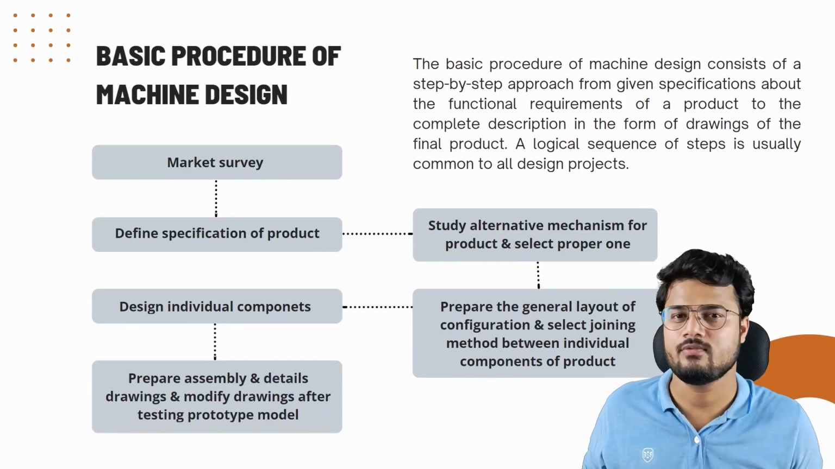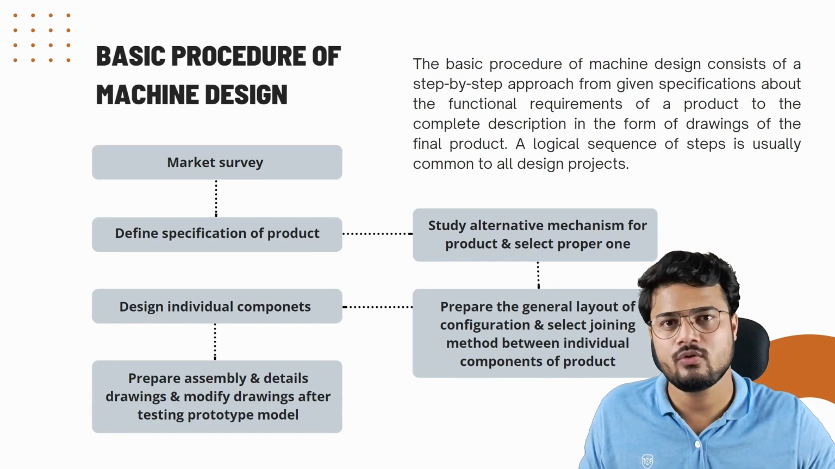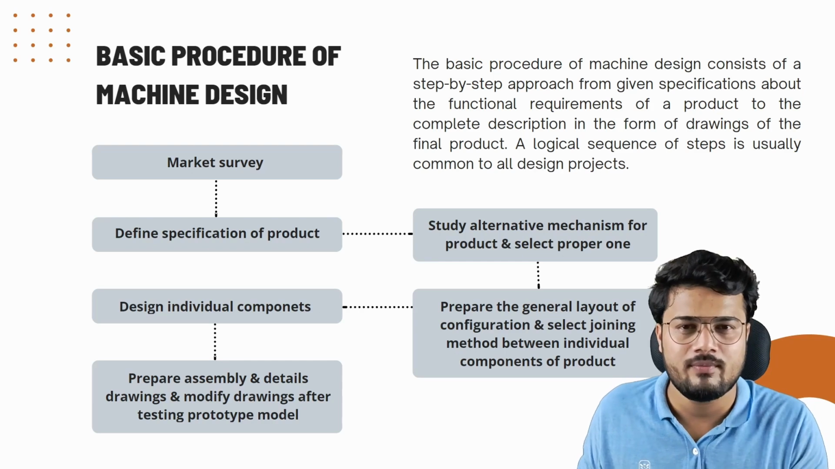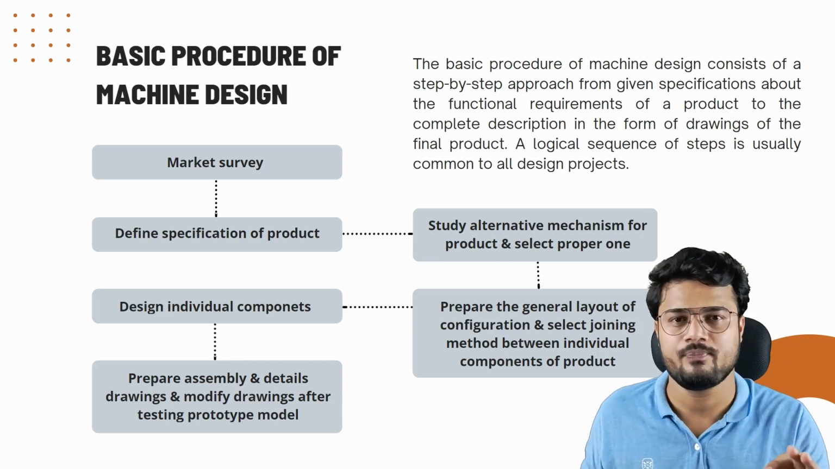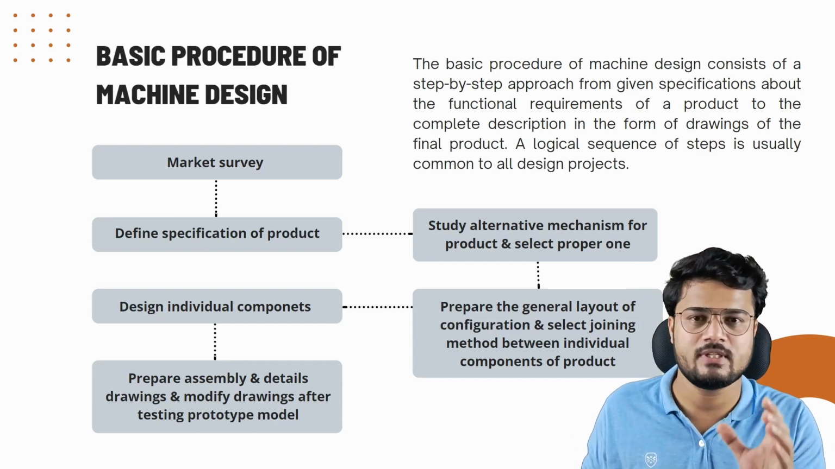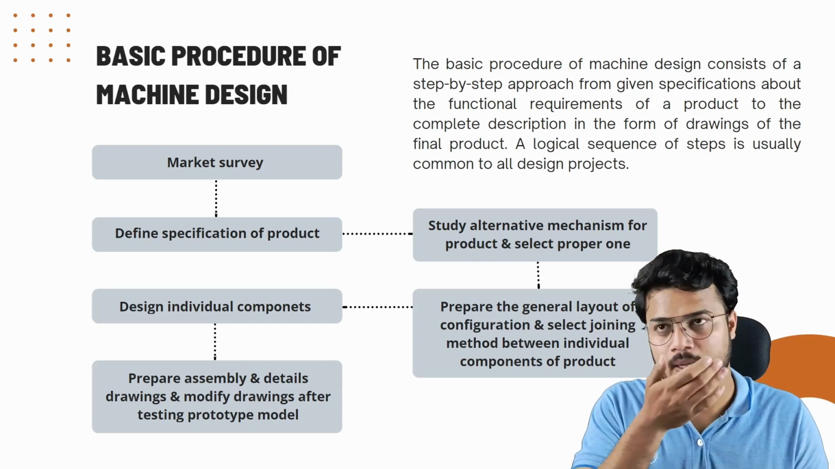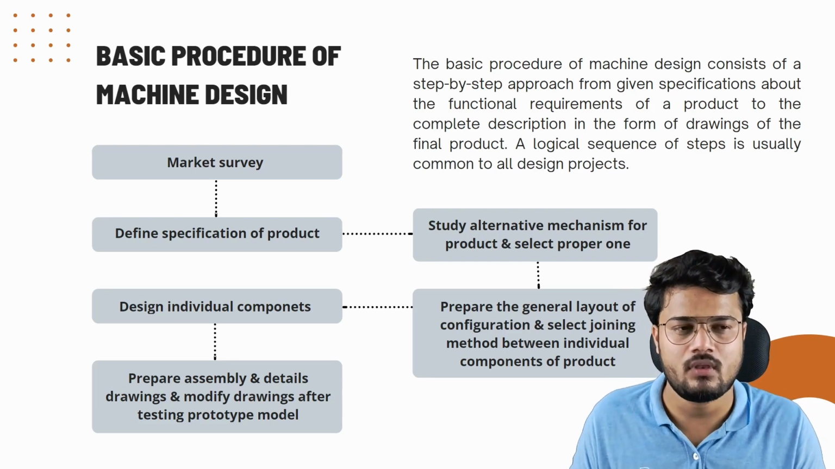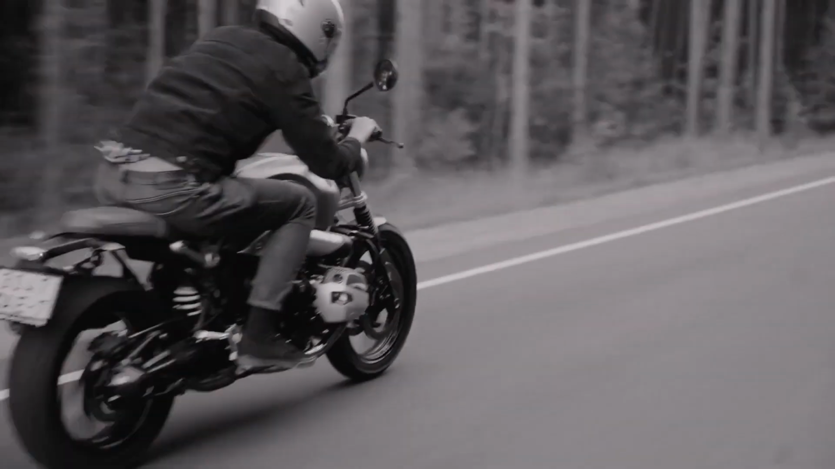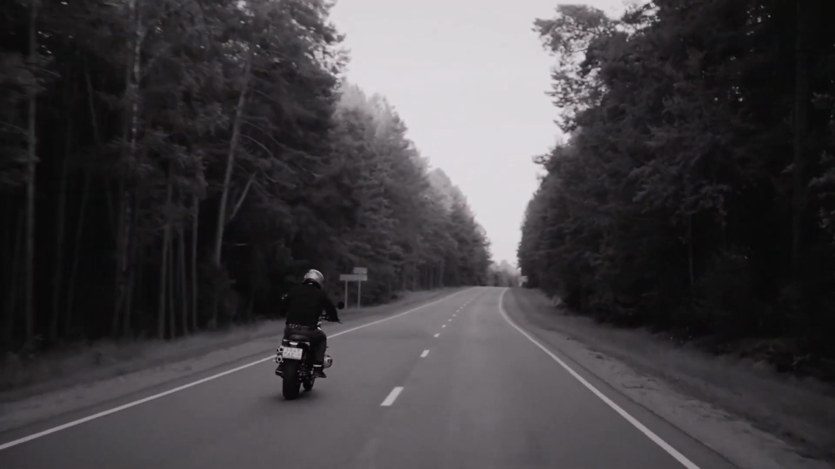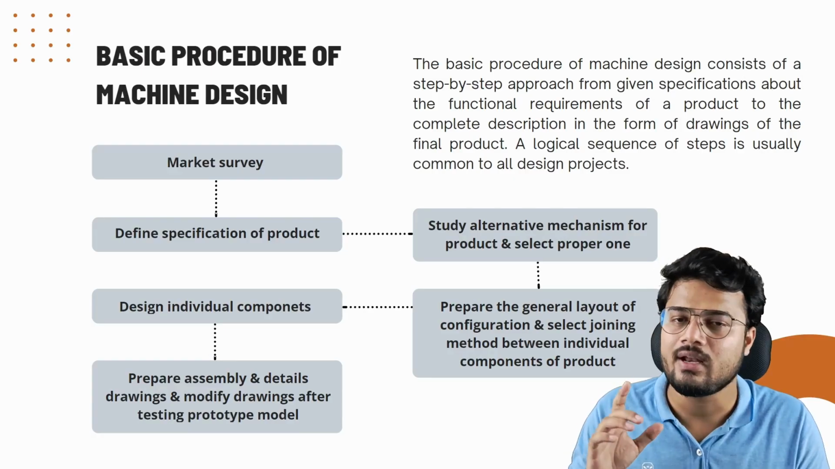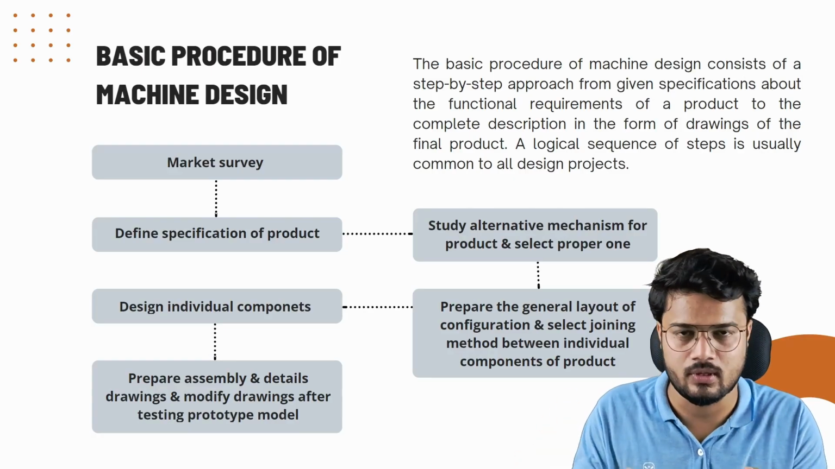So what is the first step? The first step is a market survey. You have to do a proper market survey and find a problem. Once you find a problem, you have to define a proper solution for it. And once you define a proper solution, you have to define a product specification for that product. For example, if you want to purchase a bike, what will you see? You will see the product specification like power, cc, fuel tank capacity, fuel economy, like that. Similarly, you have to define a product specification for your product.